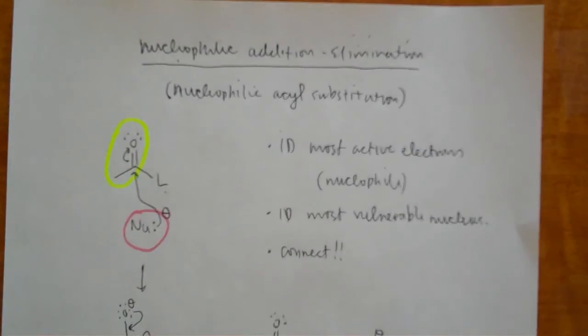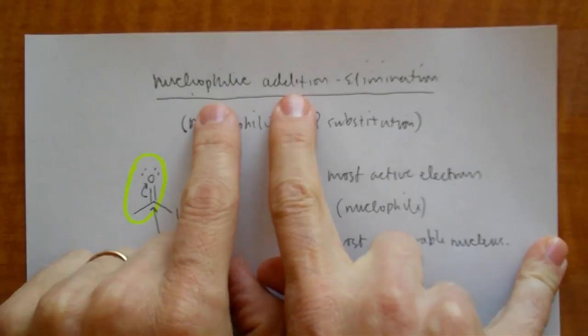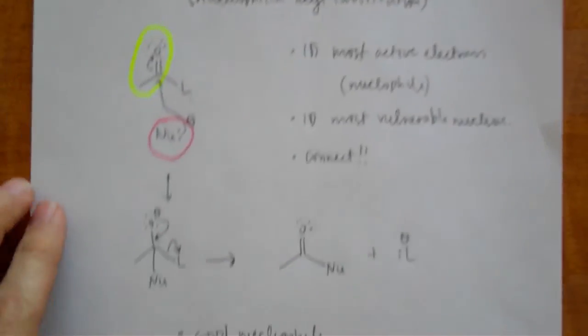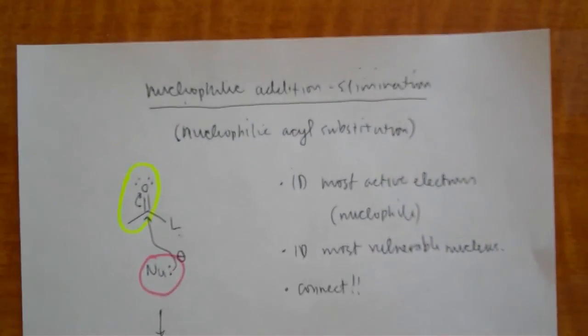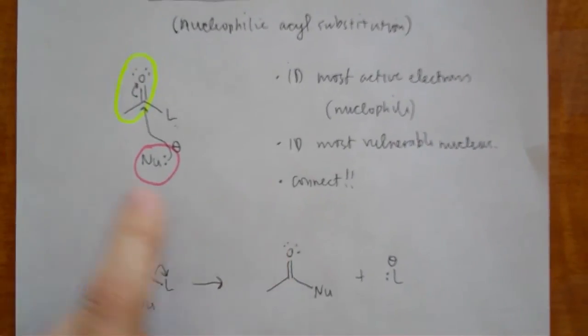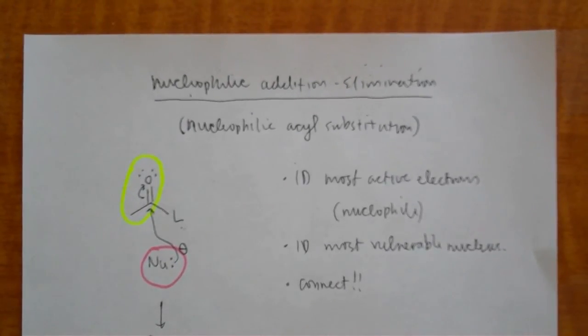All right, so that's nucleophilic acyl substitution. Bruce calls it nucleophilic addition-elimination because we're adding a nucleophile and then we're eliminating a leaving group. And it's acyl. That's an acyl group in the yellow. Okay, nucleophilic addition-elimination mechanism.